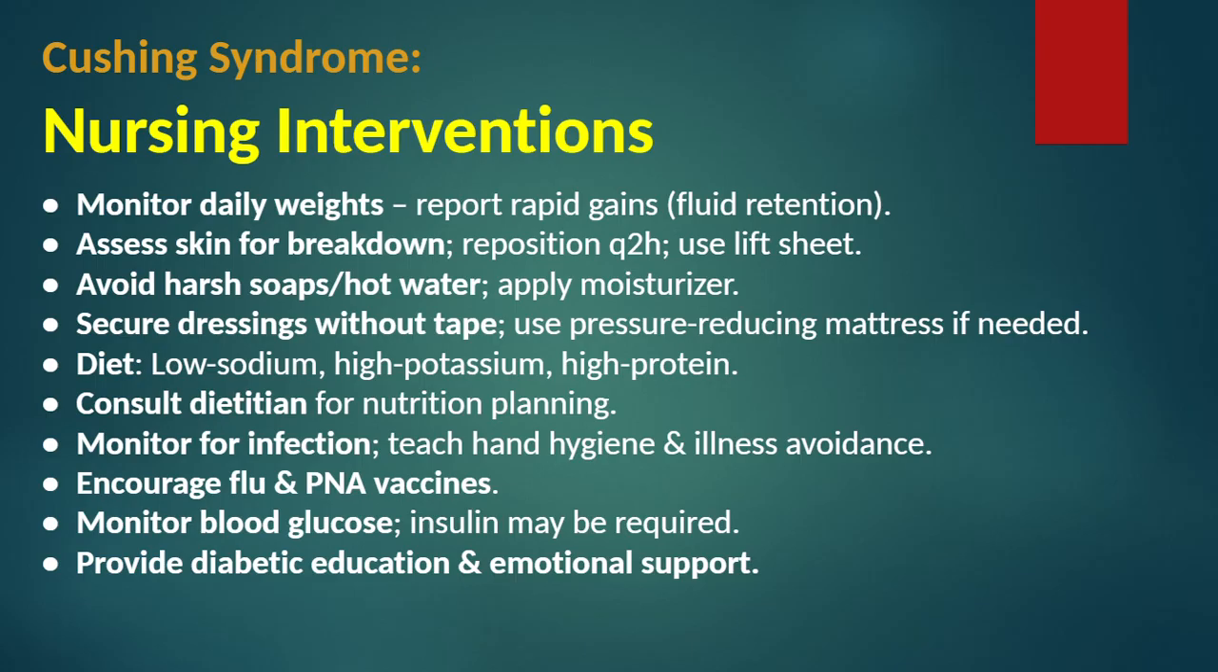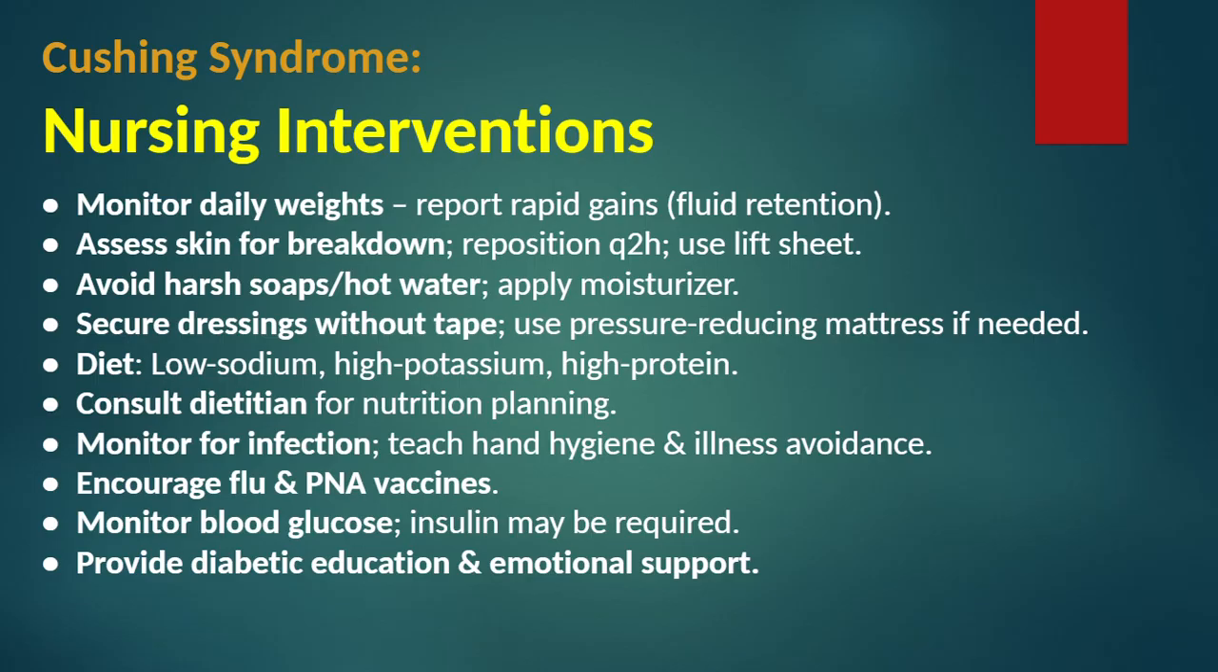For high-risk patients, a specialty pressure-reducing mattress may be ordered to reduce the risk of pressure injury, especially if the patient is immobile or emaciated. Nutrition plays a major role in healing and prevention of complications. A dietitian consult is often needed. Teach the patient to follow a low-sodium, high-potassium diet to help balance electrolytes and minimize fluid retention. Encourage high-protein foods to support muscle and tissue repair, as cortisol promotes protein breakdown.